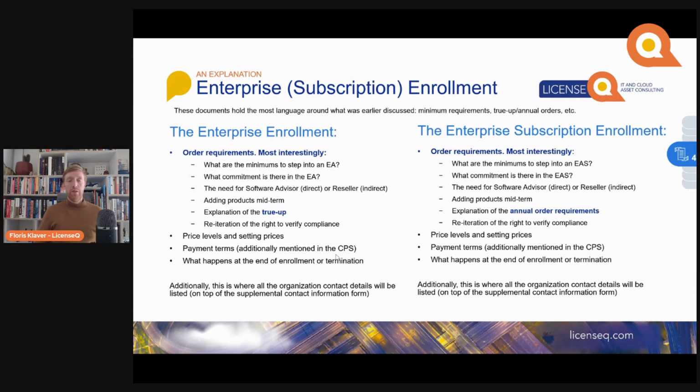Now, if we go to the enterprise enrollment document, and I've put the enterprise enrollment and the enterprise subscription enrollment next to each other, it states a lot around order requirements. And most interestingly, what are the minimums of an EA or an EAS? What commitments are there in the EA? You need a software advisor or a reseller for this.